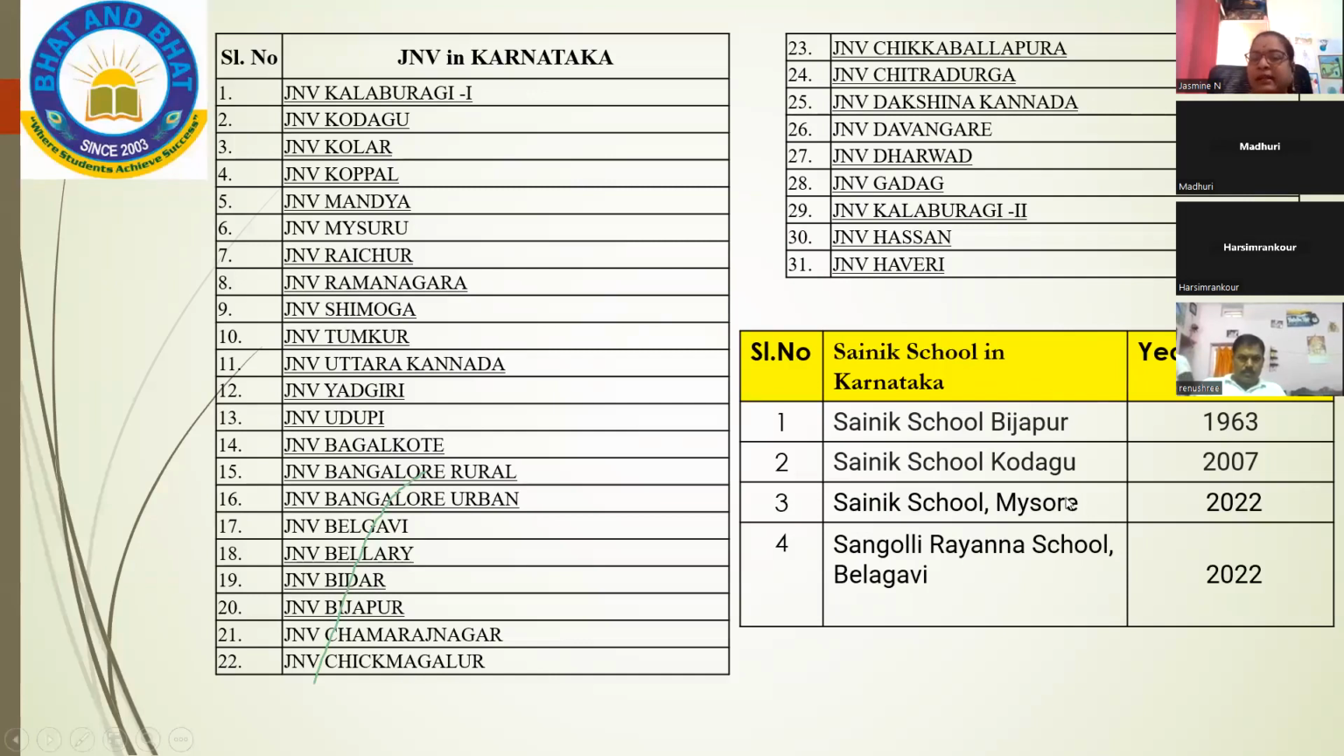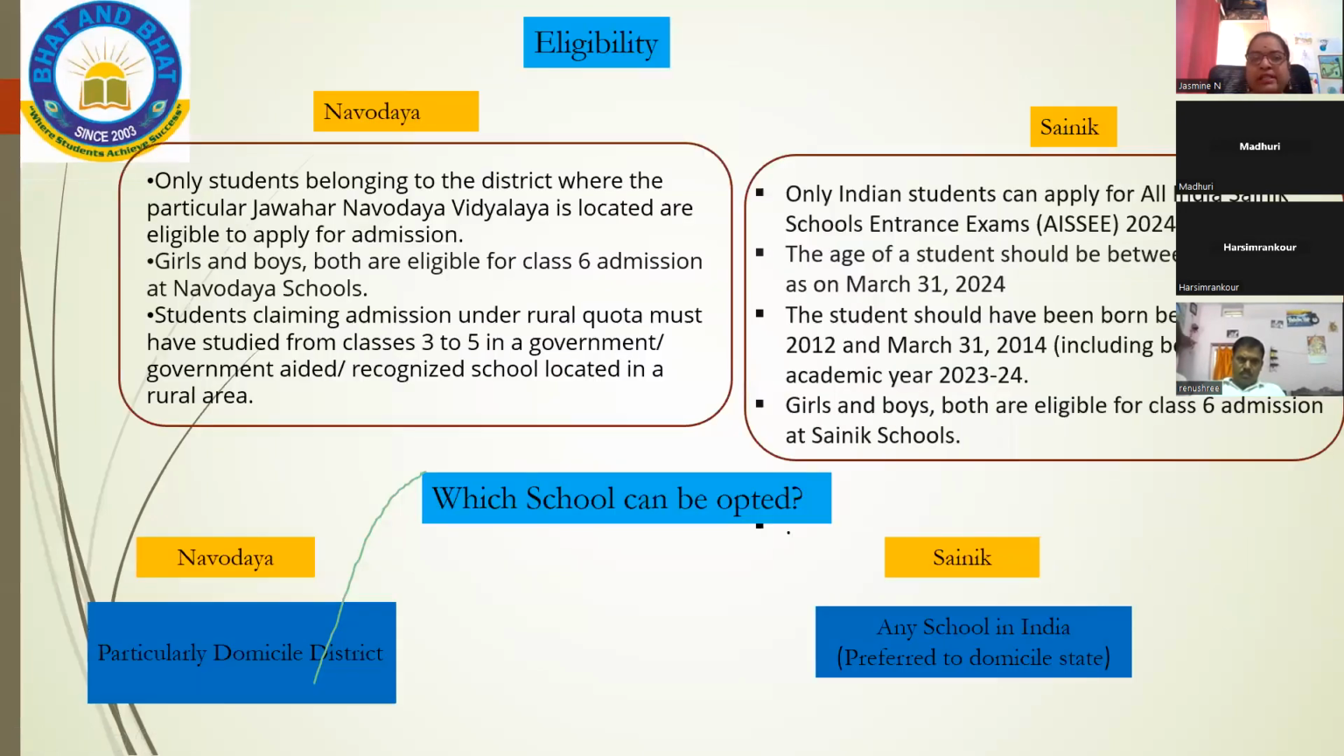Fine. Now, I have also made a list of the Sainik schools in Karnataka. One of the oldest schools, as I explained already, is in Bijapur, started in 1963. Sainik school in Kodagu started in 2007. Mysore Sainik school started in 2022. And Sangolli Rayanna school in Belgaum also started in 2022. So parents, no need to worry. The Mysore and Belgaum schools will almost follow the same rules and regulations followed in the Bijapur and Kodagu schools. Fine. Now going on to the next slide.